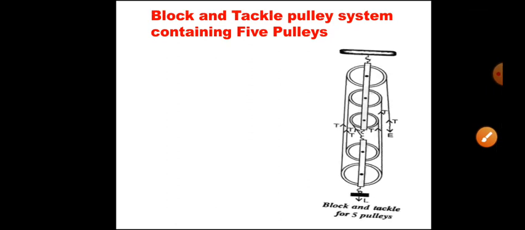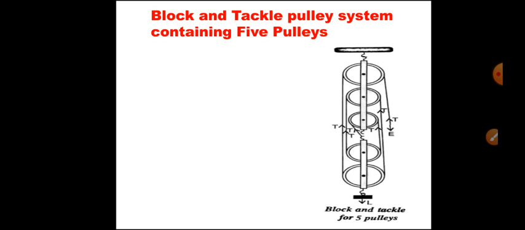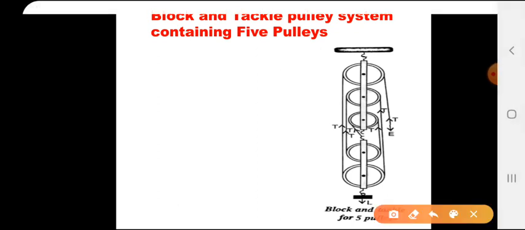Now, block is nothing but the set of pulleys which are fixed. There are a set of pulleys which are fixed. You can see in this diagram, these are the set of pulleys which are fixed here for the rigid support.